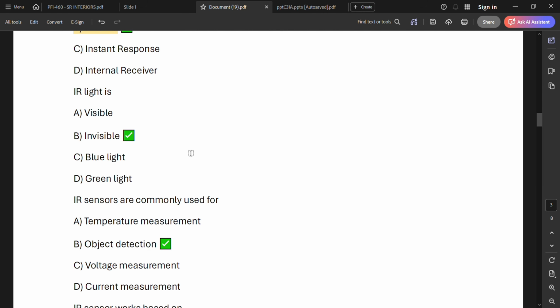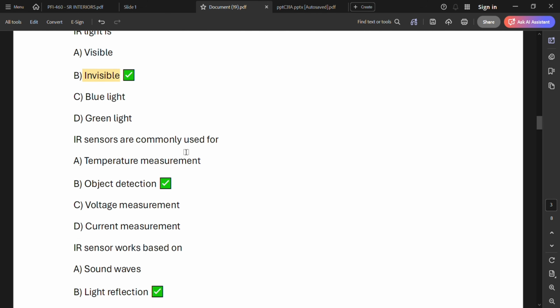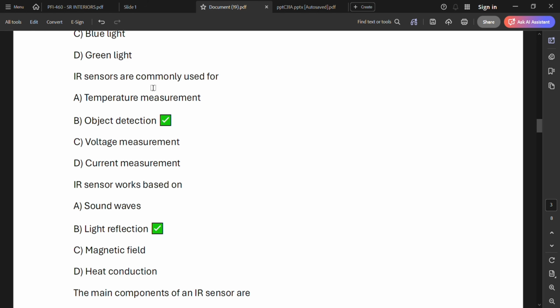Next question. IR light is visible, invisible, blue light, or green light. The answer is option number B, invisible. IR sensor is commonly used for temperature measurement, object detection, voltage measurement, or current measurement. The correct answer is option number B, object detection.